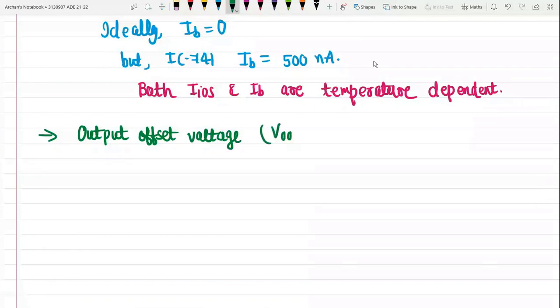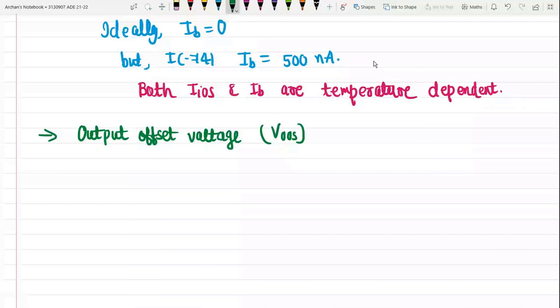So the effect of input bias current, input offset current, and input offset voltage is to add error to the expected DC output voltage. These parameters which we have talked about earlier produce an output voltage when both the input terminals are grounded. So the DC voltage which is present at the output terminals when both the input terminals are grounded is called the output offset voltage and denoted by VOOS.